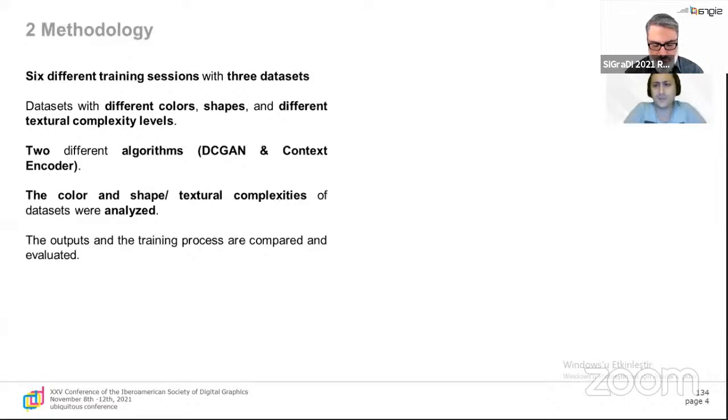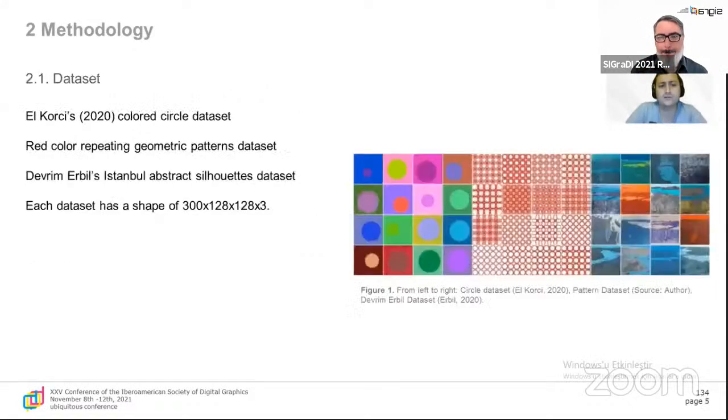For this evaluation of the colors and shapes in training sessions of the GAN algorithm, I conducted six different training sessions with three data sets. I chose data sets with different color complexity, shape complexity, and texture complexity levels. I used two different algorithms, called DCGAN and Context Decoder. The colors and shape and textural complexities of the data sets were analyzed before the training session. After the training session, the outputs and the training processes were compared and evaluated.